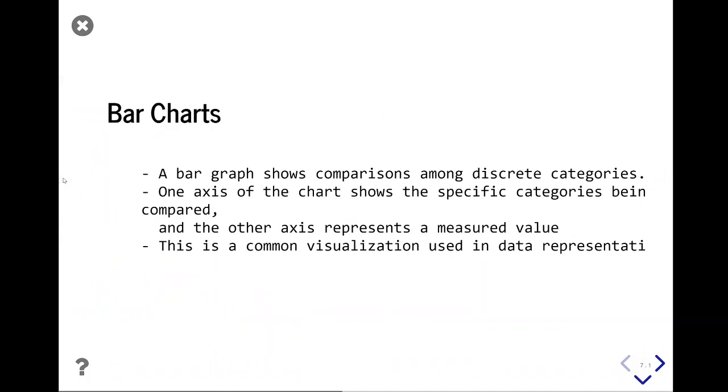Bar charts are another graph that shows comparison among a set of discrete categories. A lot of times when you see bar charts, they'll be representations of counts. One axis shows the categories being compared, while the other axis represents your measured values. So let's say you have days of the week and the number of times people visit, I don't know, Taco Bell or something like that. Monday would be your X value, and then the number of times people went into that Taco Bell, and so on and so forth. So it's a very common visual representation.